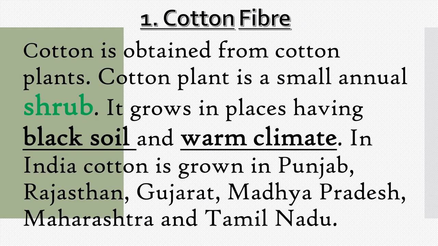Cotton plant is a small annual shrub. It grows in places having black soil and warm climate. In India, cotton is grown in the states of Punjab, Rajasthan, Gujarat, Madhya Pradesh, Maharashtra, and Tamil Nadu.